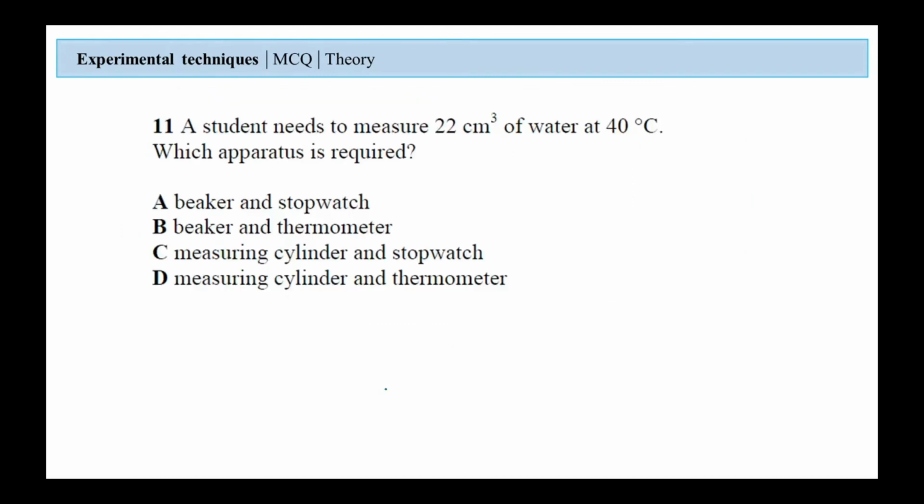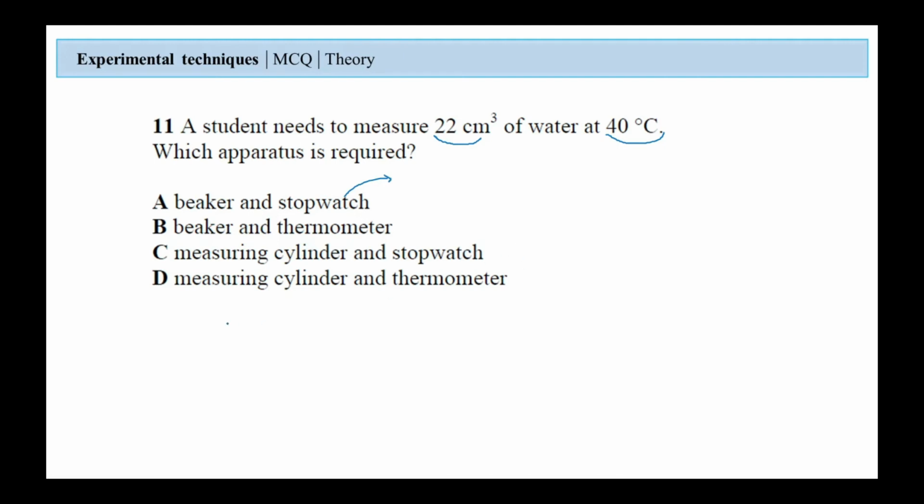Question 11. We have a student needs to measure 22 centimeters cubed of water at 40 degrees Celsius, which means here we need to measure a volume and we need to measure a temperature. Which apparatus is required? Beaker and stopwatch. The stopwatch measures time, and the beaker is not used to measure volumes accurately. Beaker and thermometer, measuring cylinder and stopwatch, measuring cylinder and thermometer.